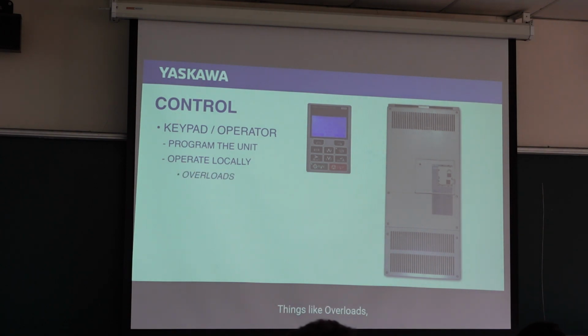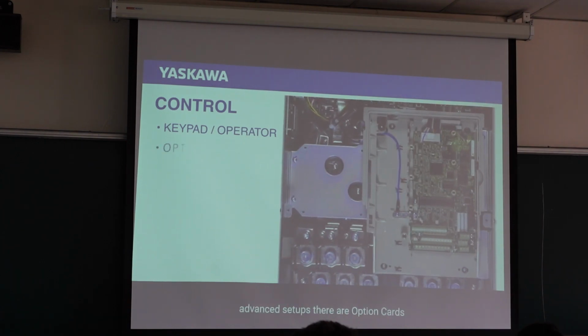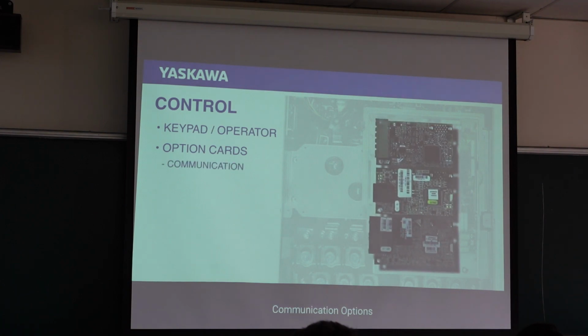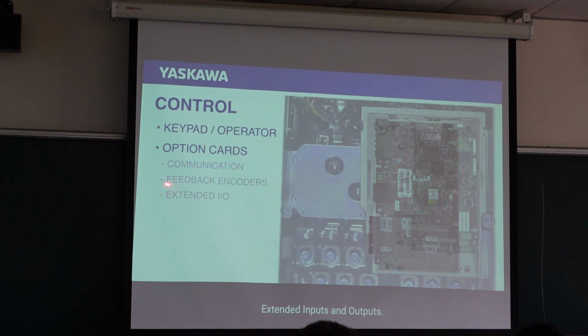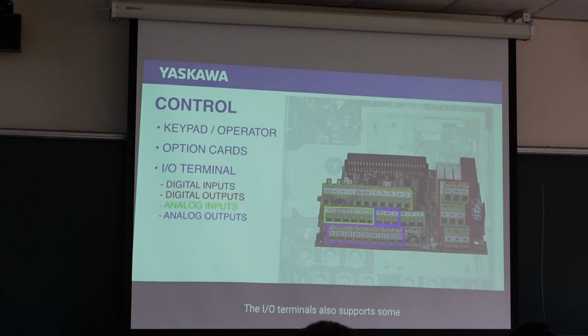Things like overloads, acceleration and deceleration rates, minimum and maximum speed, and many other parameters can be set through the keypad. For a user looking for some more advanced setups, there are a lot of options that can be added, which include communication options, feedback encoders, and extended inputs and outputs. For controlling purposes, the user can wire into the digital inputs and outputs, and use analog inputs and outputs to control the motor. The I/O terminals also support some communication protocols.